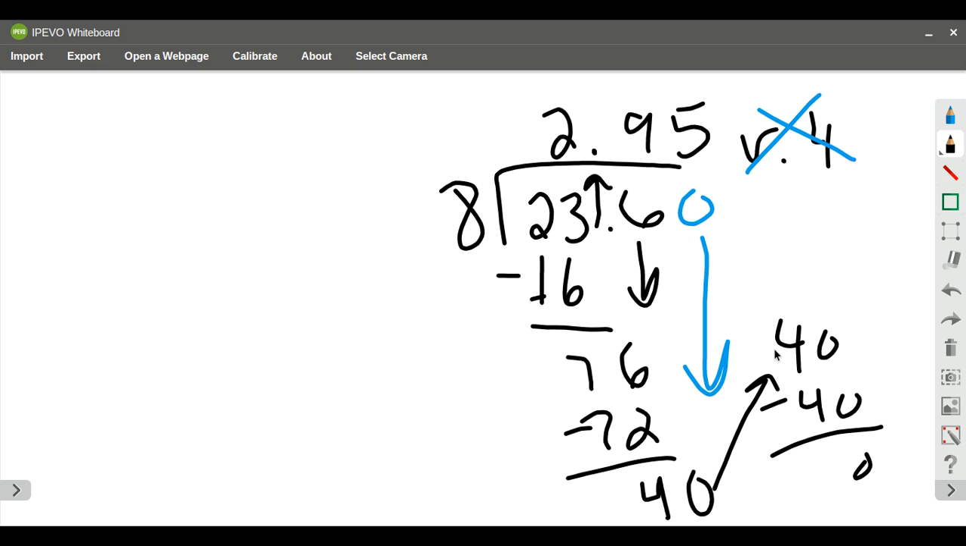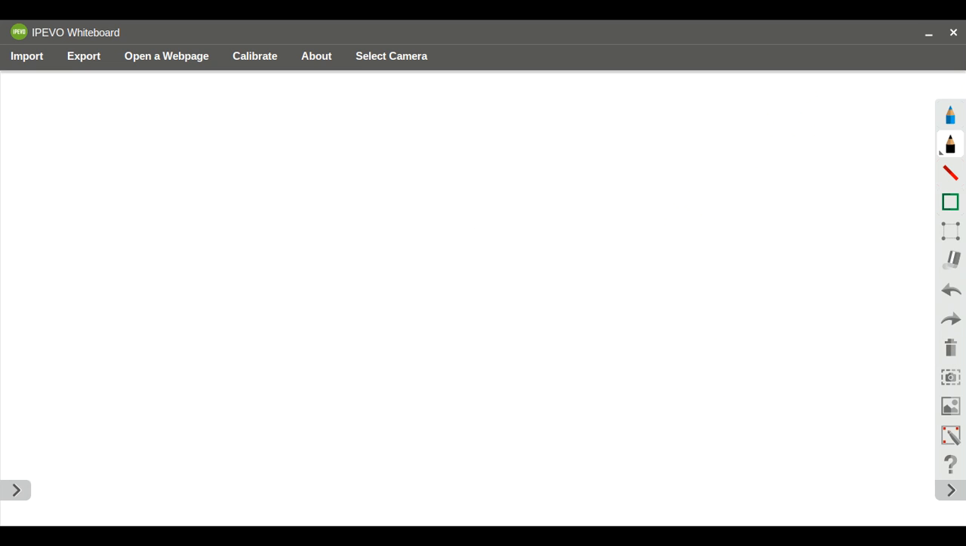I can check the reasonableness of my answer by doing an estimation. So I could do 24 divided by 8, using compatible numbers. 24 divided by 8 is going to be 3. 3 is near 2 and 95 hundredths, so my answer is reasonable. And take a look at our guided practice.